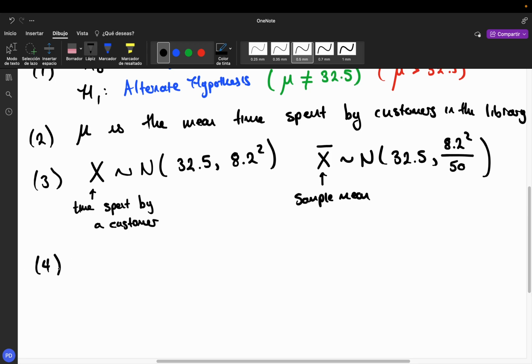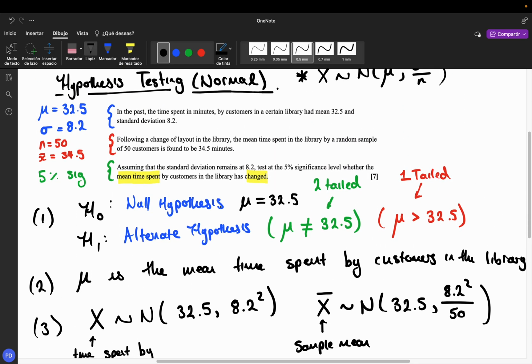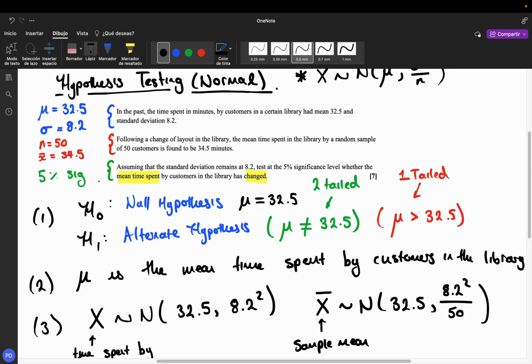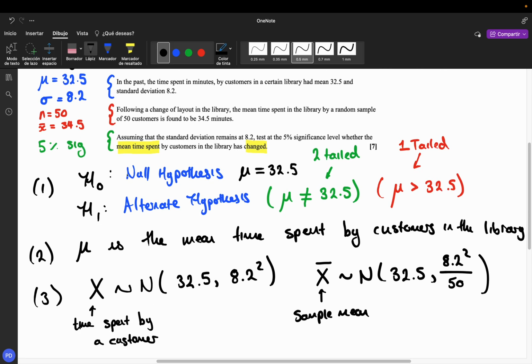Now, I need to find out, and this is the whole idea behind a hypothesis test, if me picking a sample of 50 customers and getting a sample mean that is 34.5 is likely or not. Because there's some randomness associated with that. I could have picked customers who really liked the library and were staying there for ages, and hence got my higher mean. I'm not quite sure, right?